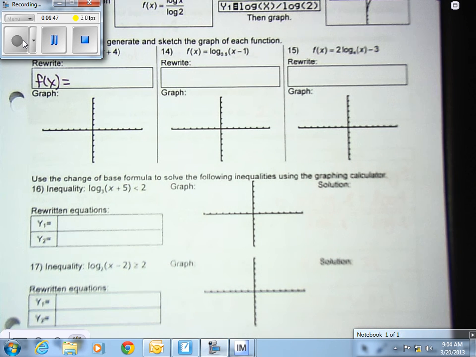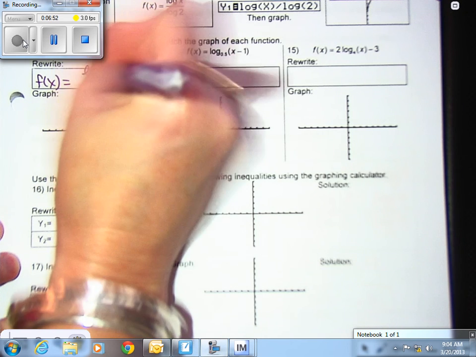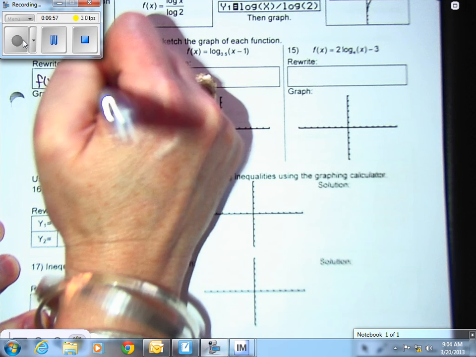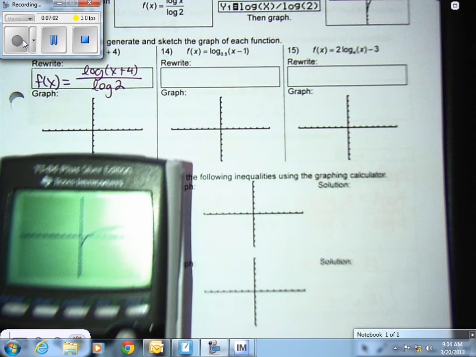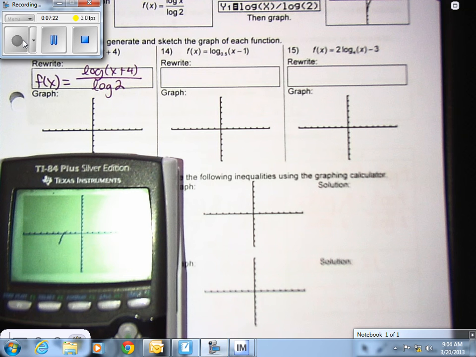Log of x plus 4, and divide it by what? Log of 2. Okay? So once you've rewritten it into common logs, you are going to go to your y equals on your calculator, and you're going to just type that in. So you're going to say log of x plus 4 and divide it by log of 2. Make sure you close the parentheses after the x plus 4 and press graph.